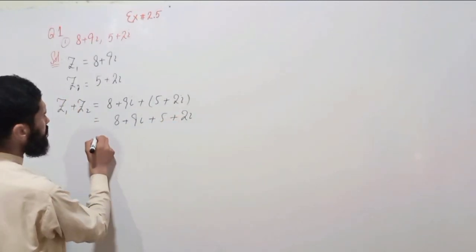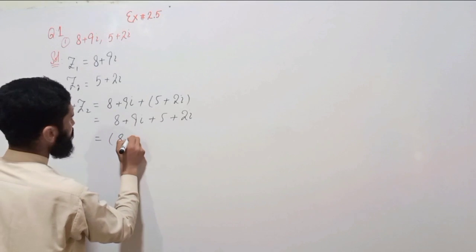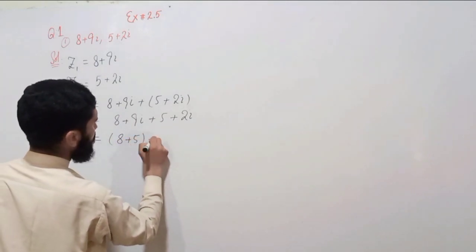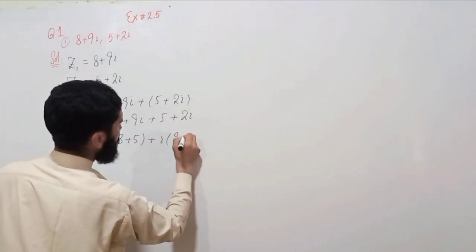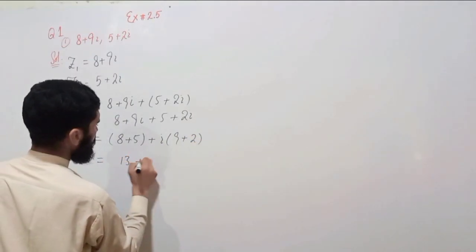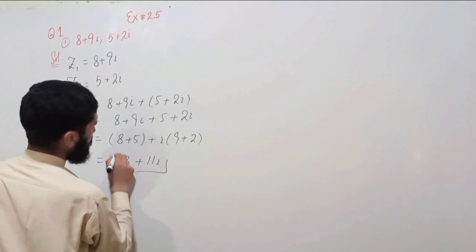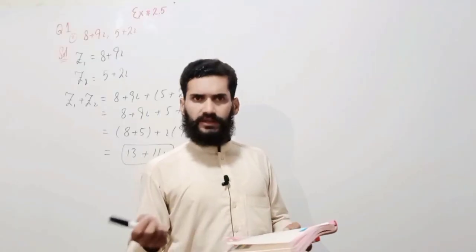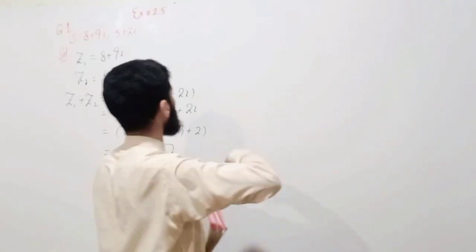For the real part, add the real sides: 8 plus 5. For the iota common, add 9 plus 2. So we get 13 plus 11 iota. This is the required result. Next is the second part.